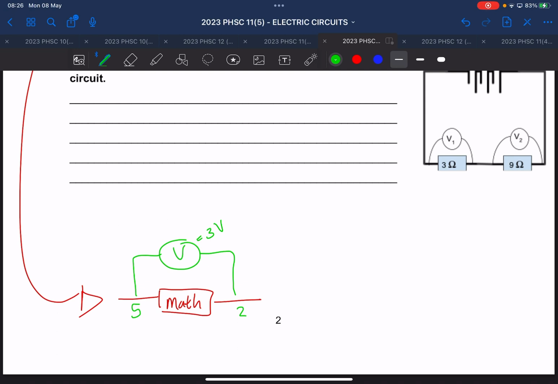So what does this 3 volt measurement mean? It means for 1 coulomb, for 1 man walking, it takes 3 sandwiches to pass through math. So each man needs 3 sandwiches to pass through math. I'm going to read the definition again.